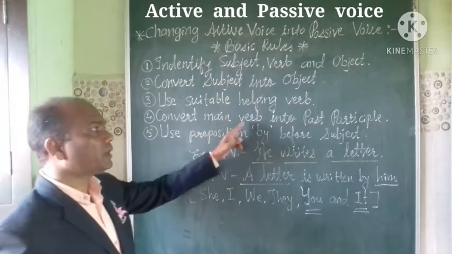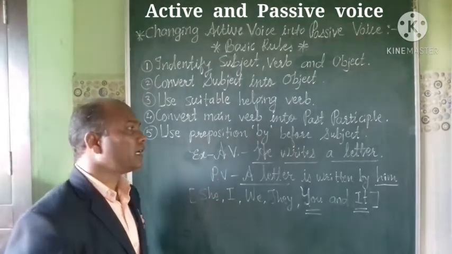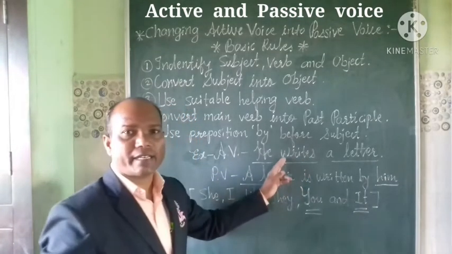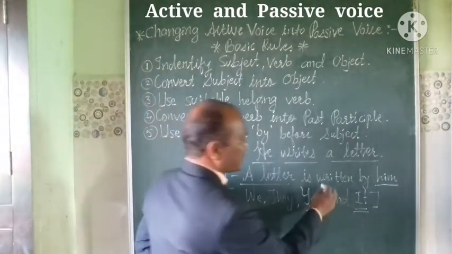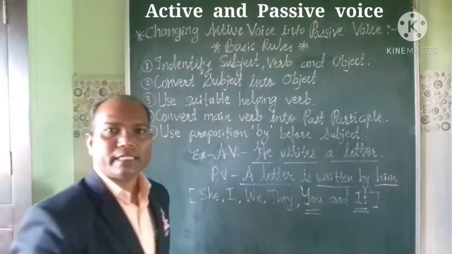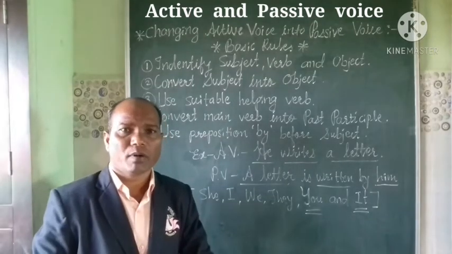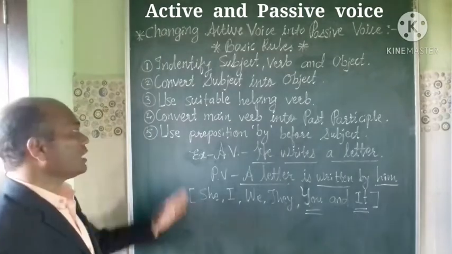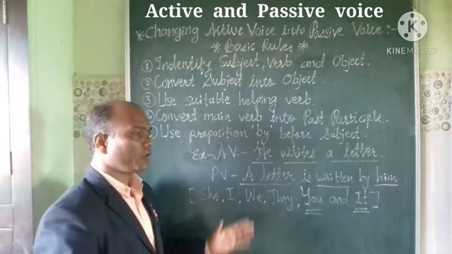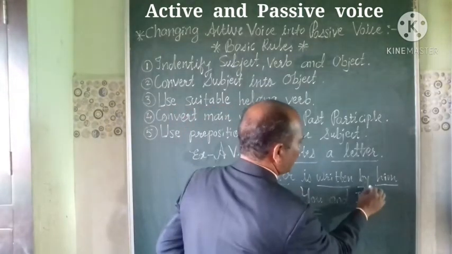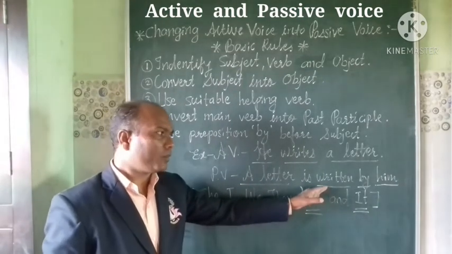Fourth, convert the main verb into the past participle. See, here we have to use the past participle form of the main verb write. Which is the main verb here? Writes. So here the past participle form of writes is written. It is the third form of the verb. After using the third form of the verb, which is the next step? Fifth, use the preposition by before the subject. Now here we have to use the preposition by after the past participle form of the verb.